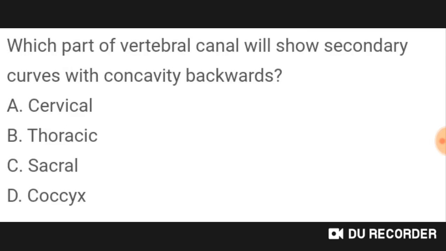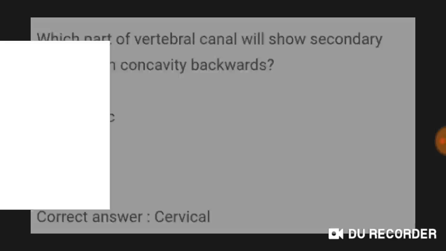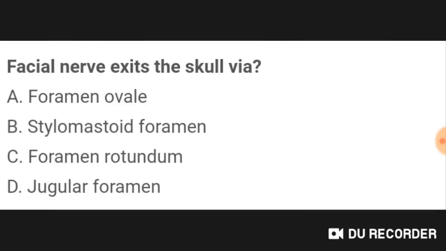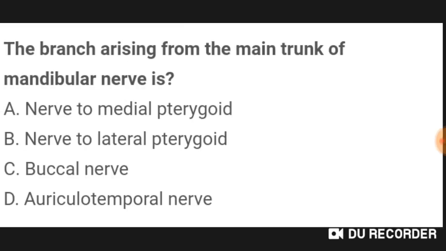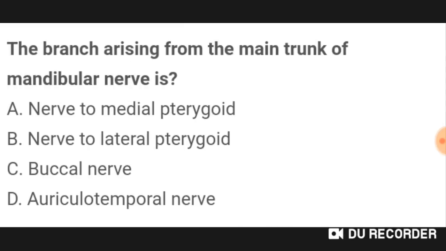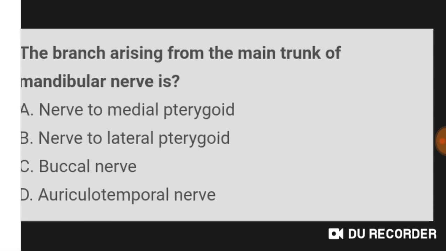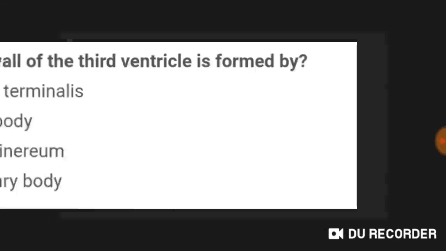Which part of vertebral canal will show secondary curves with concavity backwards? That is cervical. Facial nerve exits the skull via stylomastoid foramen. Branch arising from the main trunk of mandibular nerve is nerve to medial pterygoid.